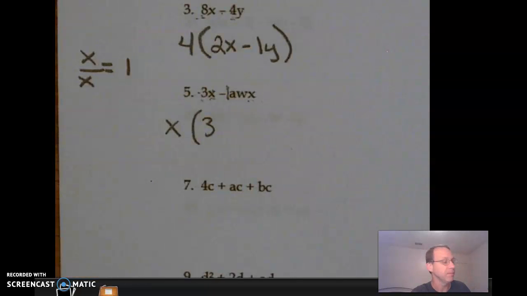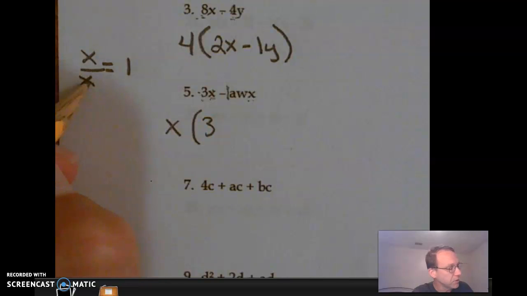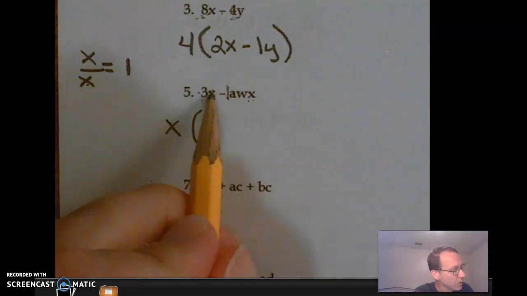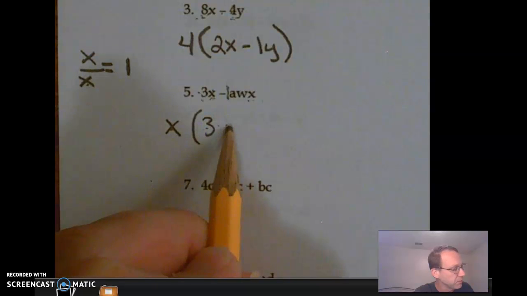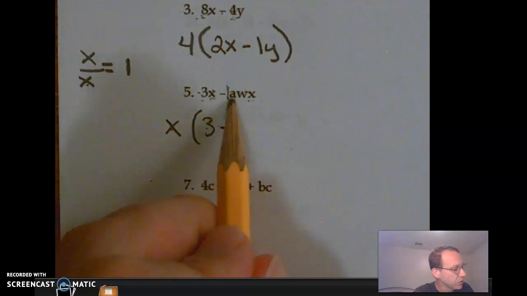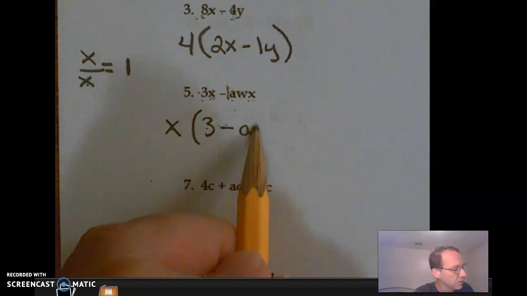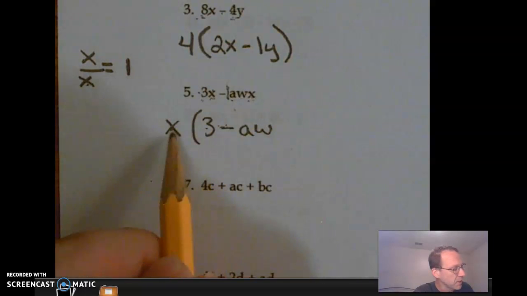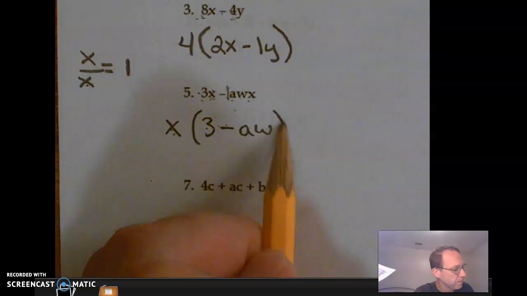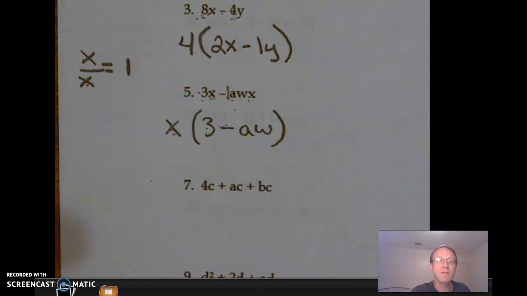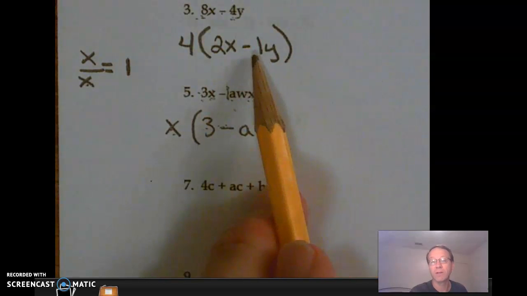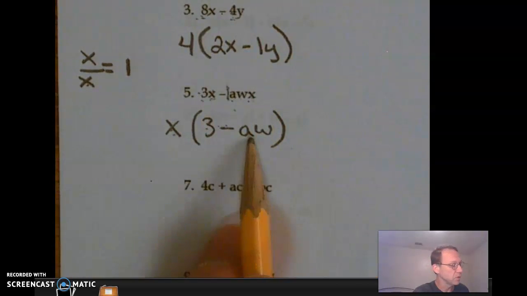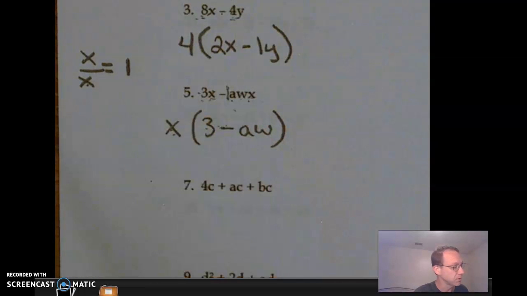Sorry, I'm off the screen there. Anything divided by itself is always going to give you 1. So when you divide here, you're going to get a 1. So 3 times 1 is just 3. Okay? Nothing to do with the A, nothing to do with the W. X divided by x is 1. So if you get a 1, you don't have to write that down. I wrote it down here, but you don't have to. Okay? So this is going to be our answer. Notice I took an x out of both terms.